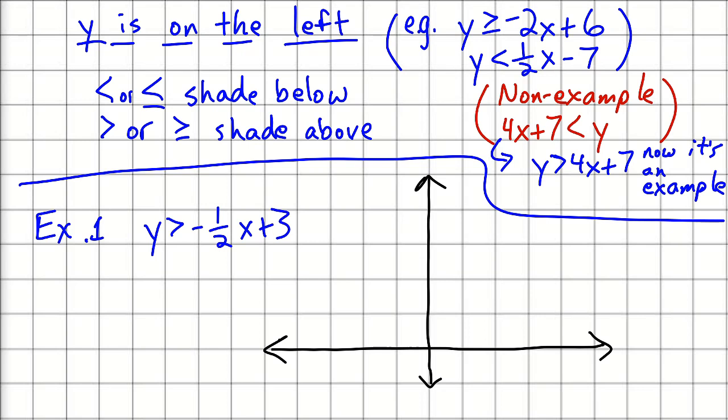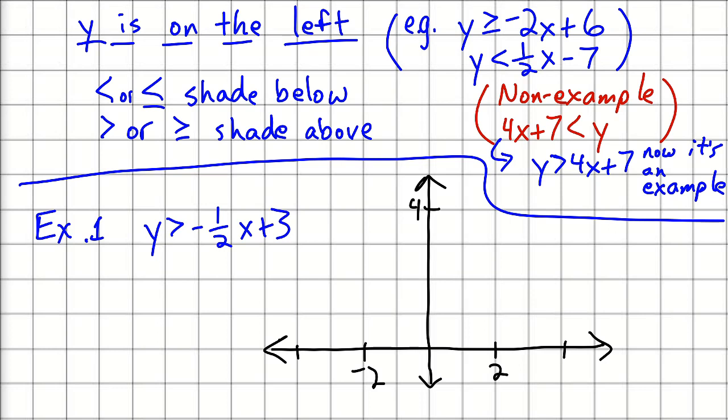Okay, so there's my grid. I'm going to make this 1, 2, 3, 4. We'll go by twos. All right, so the first thing is to notice that this is a greater than symbol with y on the left. So we can follow these rules right here. And there's no equal, so it's going to be a dotted line because it's just a greater than.